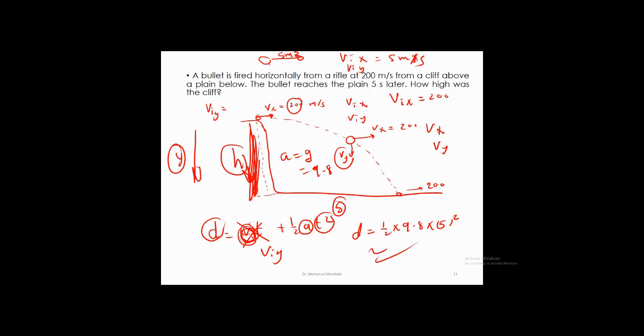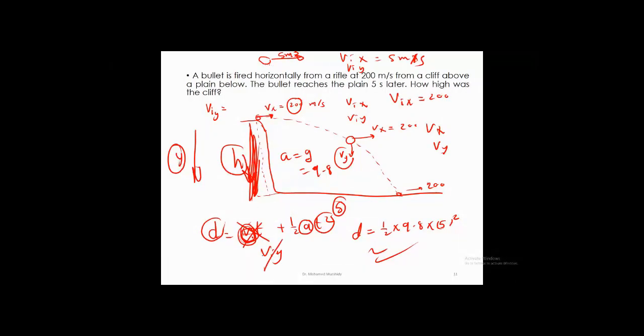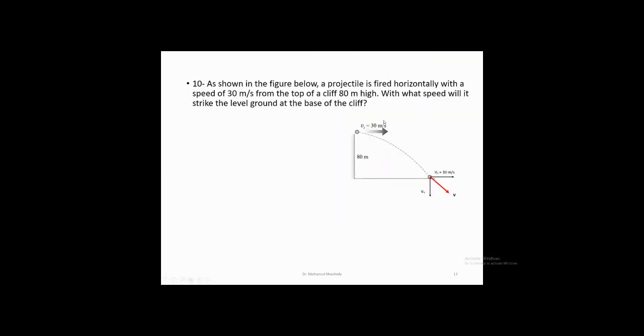So that it will increase. Viy was zero at first, but after that it will be increasing by the gravity. So each second it will gain 9.8. But I'm talking about the beginning. So as long as it's zero now, this term will be cancelled. A is G in this problem because we are talking about something falling down by the gravity. So A equals G. That's it. This is almost the same one. Okay?